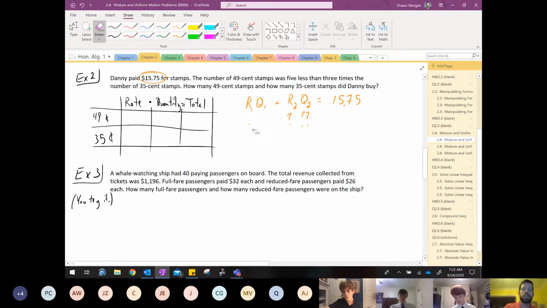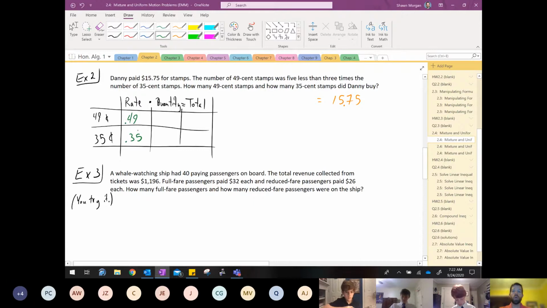Okay, so I hope that makes sense to you guys as far as what we're trying to do here. Now, the chart is not going to do it for us, but it's going to help us to figure out what we need to put in there. Okay, so obviously the first column is going to be known. We know how much a 49-cent stamp costs. It's 49 cents. All right, and we know how much a 35-cent stamp costs. It's 35 cents.